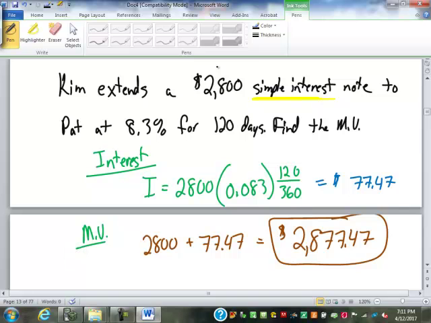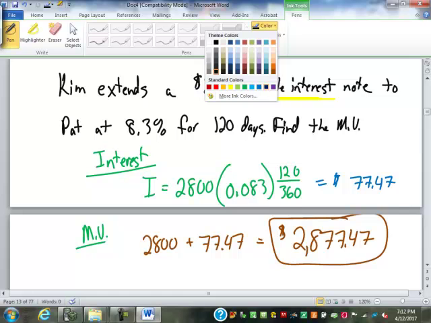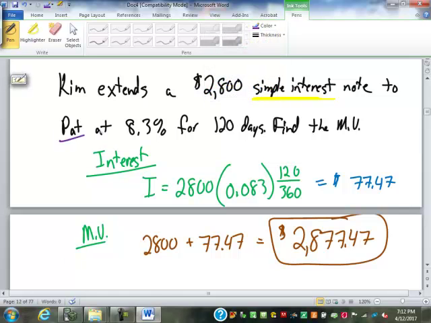Any questions so far? I'm getting that look of, okay, you said this is one of the more difficult things in the course. It seems pretty much review so far. Okay, well, here's the kicker. Kim gave Pat, whether it's money that Pat borrowed from Kim or an invoice like we discussed that at the due date Pat couldn't pay, so Kim converted it into this note to give him an extra 120 days. No matter how it came about, Kim has lent this $2,800 to Pat for 120 days.